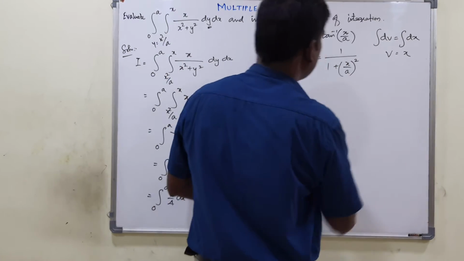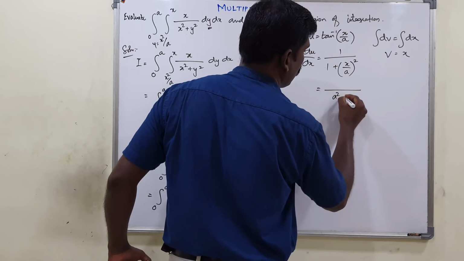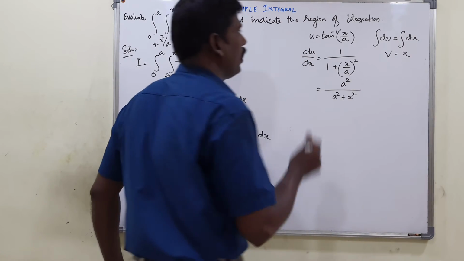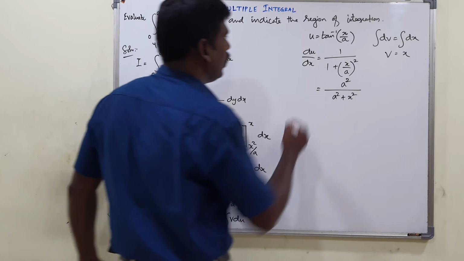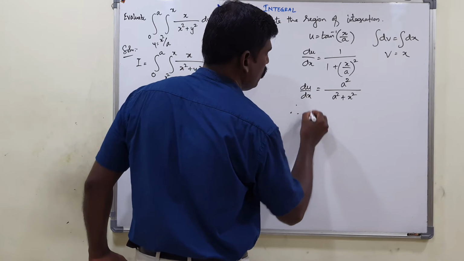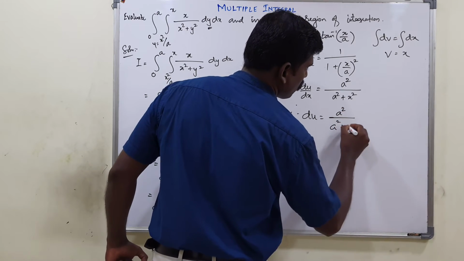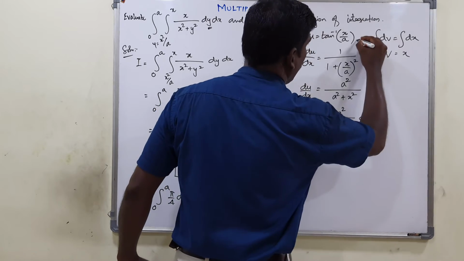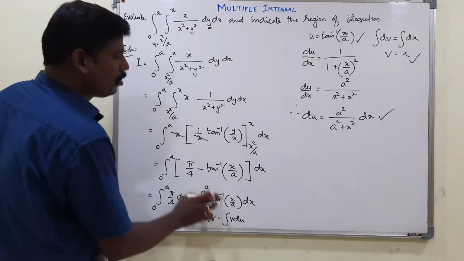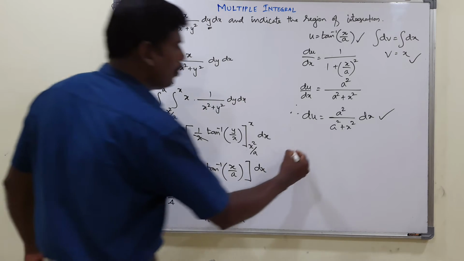Okay. By taking LCM, in the denominator it becomes a square plus x square by a square. That a square goes to the numerator. Okay. That's all. Right. This is the value of du by dx. Therefore, what is du? Du is equal to a square by a square plus x square into dx. So I am going to apply u, v and du in this formula to integrate this second integral. Okay. No problem about the first integral.